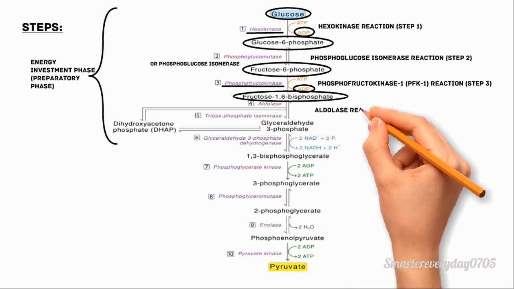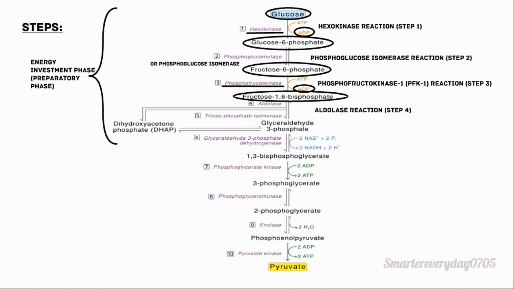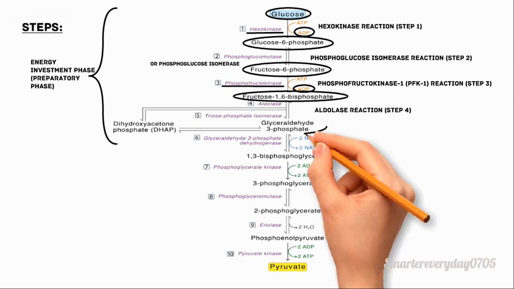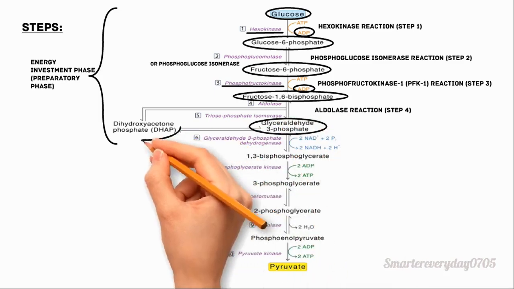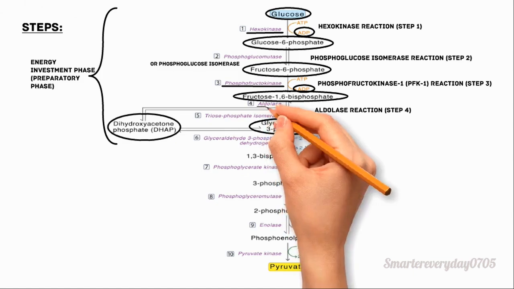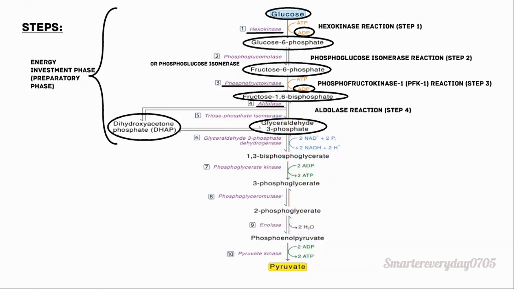Step 4. Aldolase reaction. Here, fructose 1,6-bisphosphate is converted to glyceraldehyde 3-phosphate and dihydroxyacetone phosphate. Aldolase is the enzyme helping for this. Here, cleavage of fructose 1,6-bisphosphate occurred, that is, into two 3-carbon molecules, glyceraldehyde 3-phosphate and dihydroxyacetone phosphate.